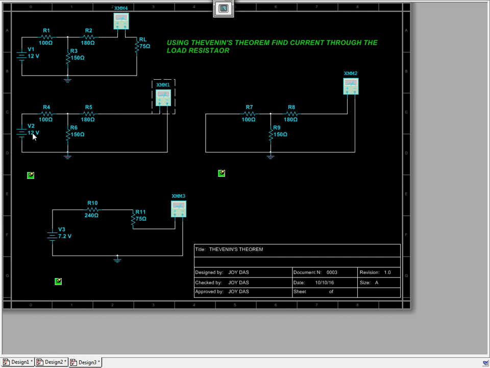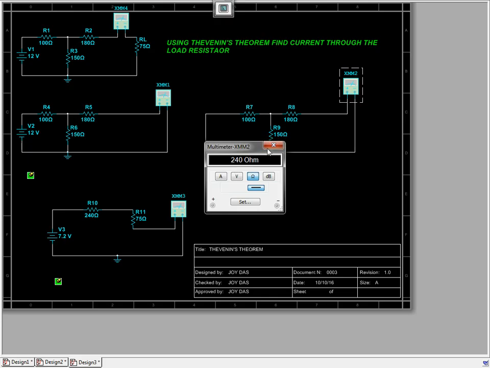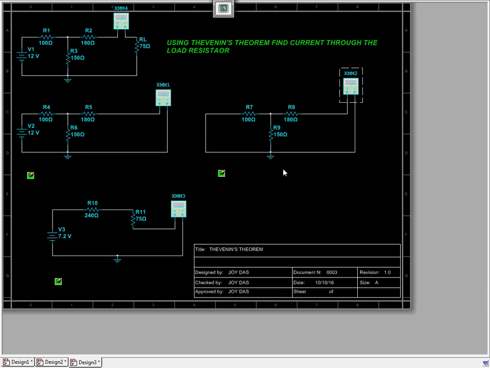If it had been a current source, we would make this open circuited. What is the Thevenin's equivalent resistance we found? It is 240 ohms. Now what is the last step?